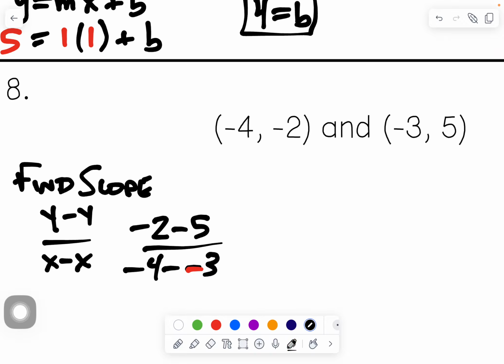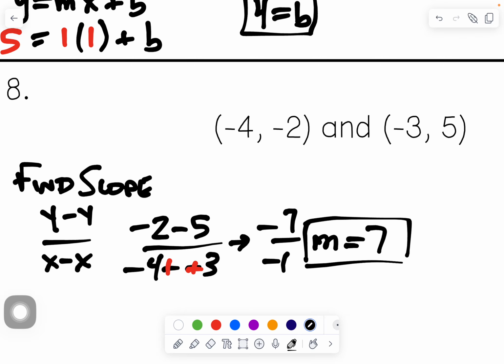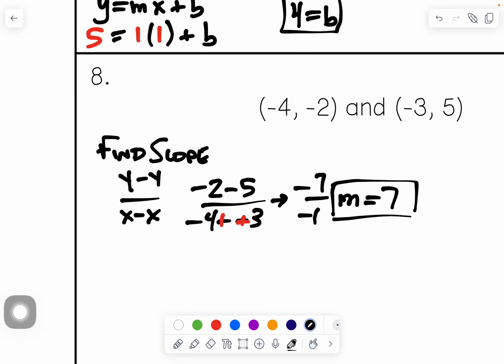So when I subtract these, negative 2 minus 5, if you need to use a calculator, please do so. That gives me negative 7. Negative 4 minus negative 3 means plus a positive, and that ends up being negative 1. Negative 7 divided by negative 1 gives me my m value of 7. So I'm halfway there. Now I want to find my b value, so find the y-intercept.